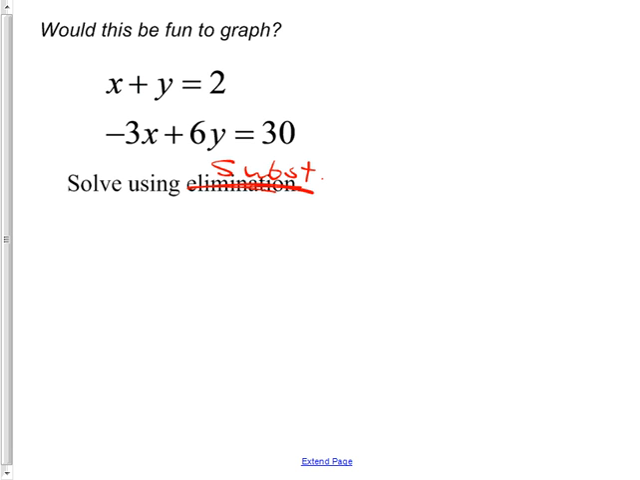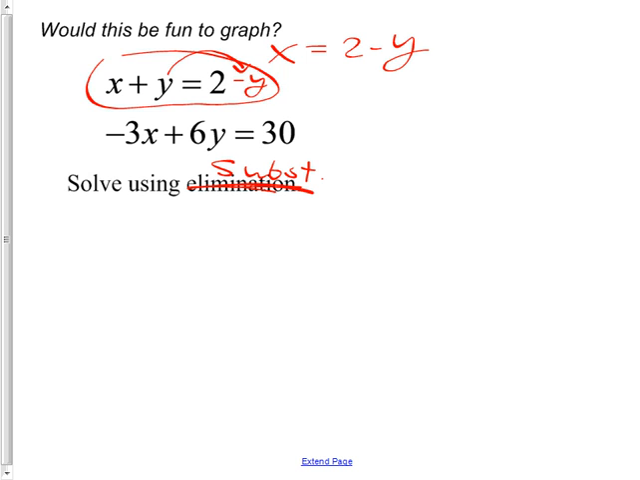If I'm going to do substitution and sub one equation into the other, this isn't solved for anything. I can't just say x is this, unless I solve it for either x or y. I can say x equals, and bring this y over here, 2 minus y.